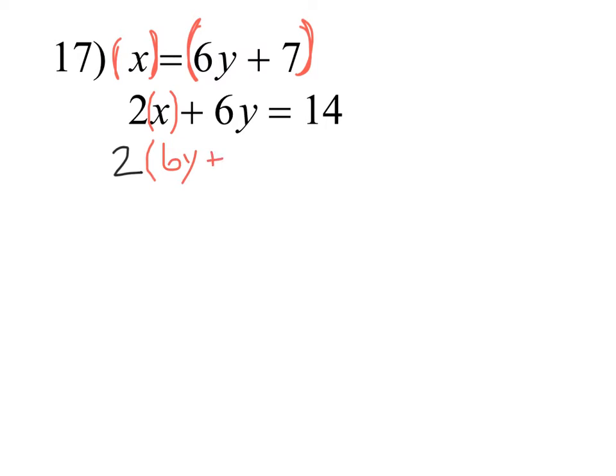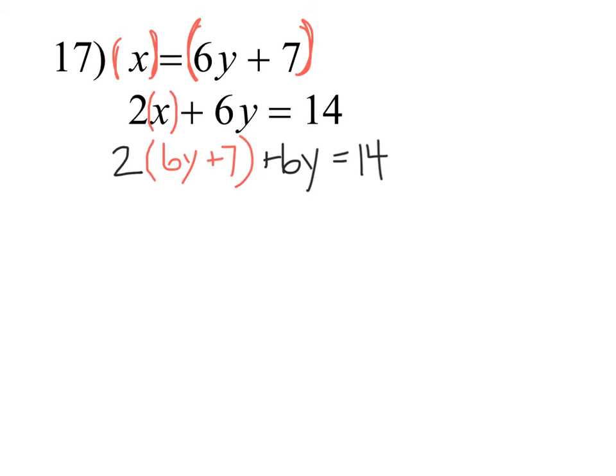6y plus 7. Now I still have a plus 6y equals 14 from my original equation. Plus 6y equals 14.